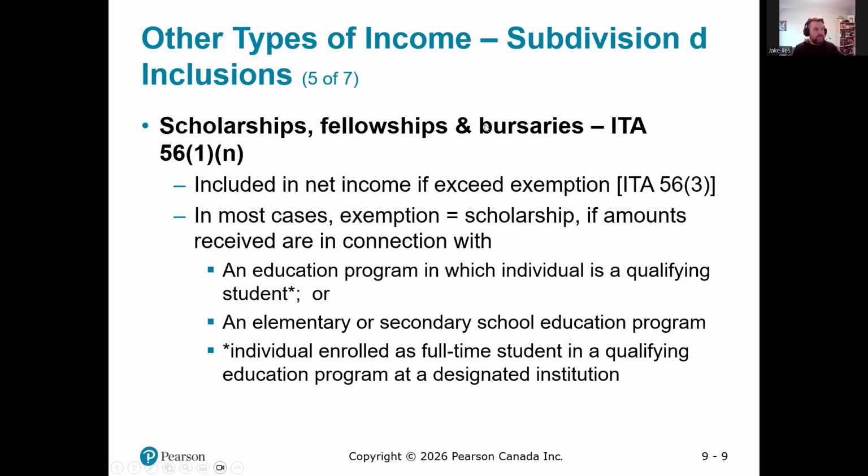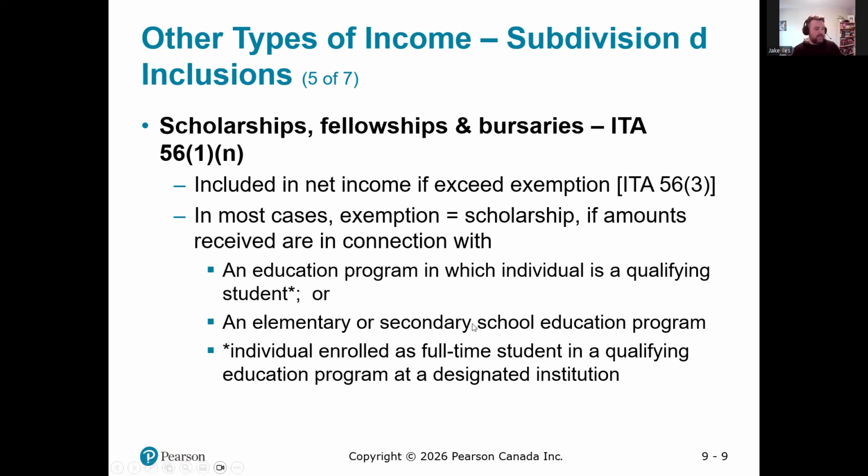Scholarships, fellowships, and bursaries. These are often associated with academic pursuits. You can get a scholarship to help pay for tuition if you're in a program. So these amounts are included in net income if they exceed certain exemptions. In most cases, the exemption equals the scholarship. Scholarships have a tendency to be tax-free or exempted from income as long as they're related to an education program for a qualifying student. And qualifying student, do we go into the qualifications? I think a qualifying student has to be a full-time student in a Canadian educational institution.